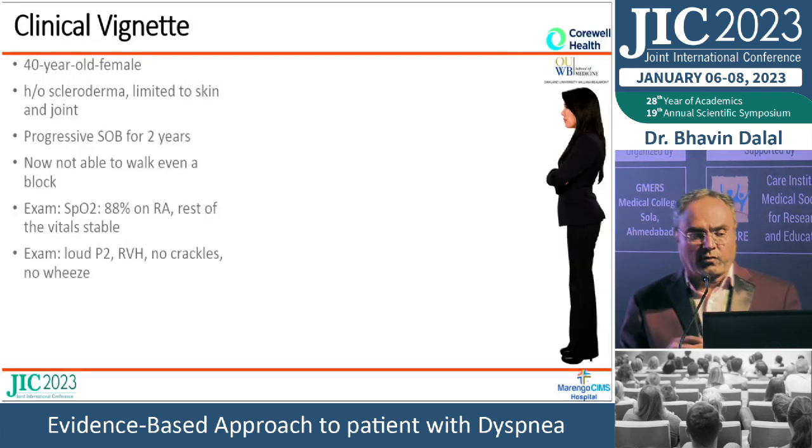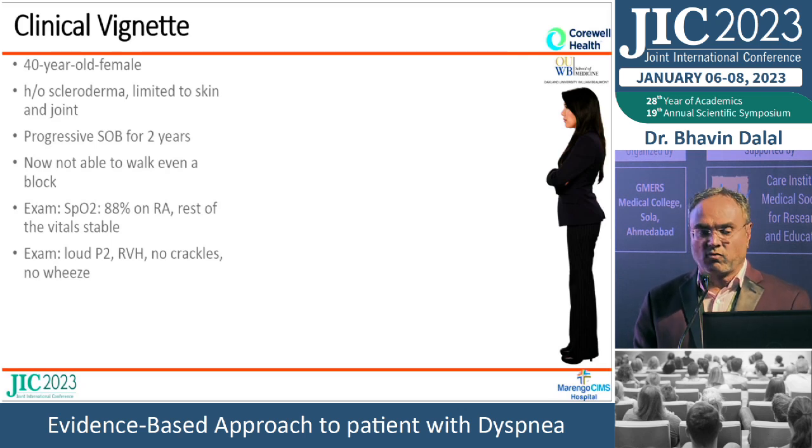Third case, 40-year-old female with a history of scleroderma limited to the skin and joint, progressive shortness of breath for 2 years, now not able to walk even a block. Exam is showing SpO2 of 88% on room air, so quite hypoxic. Rest of the vitals are stable. On physical exam, the P2 is loud, right ventricular heave, no crackles and no wheeze.